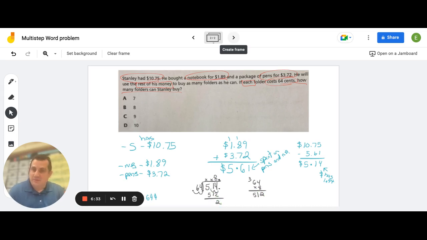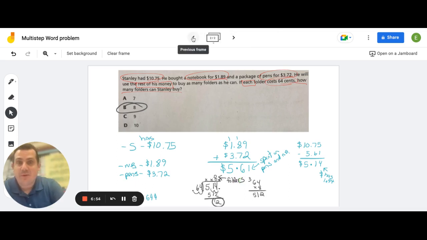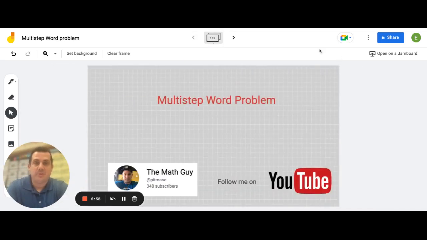Is 2 cents enough to buy another folder? Nope, it's not. So it's 8. So you can buy 8 folders, and that remainder, you just get rid of. So that is 8 folders. Okay? That is how we could solve this problem. All right? So hope that helped.